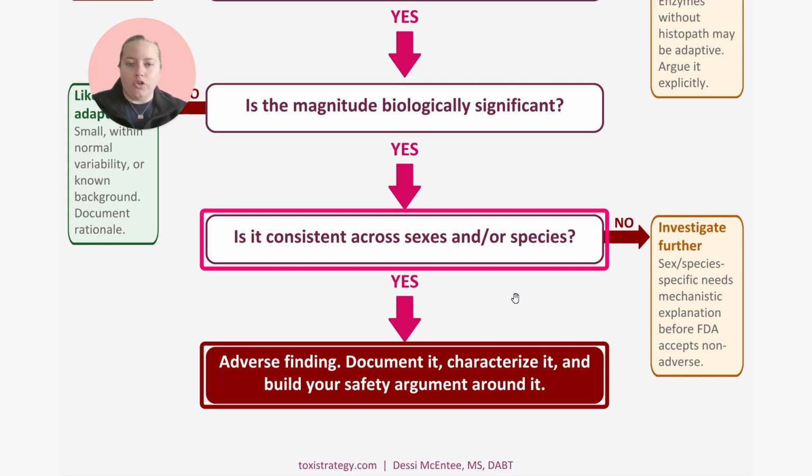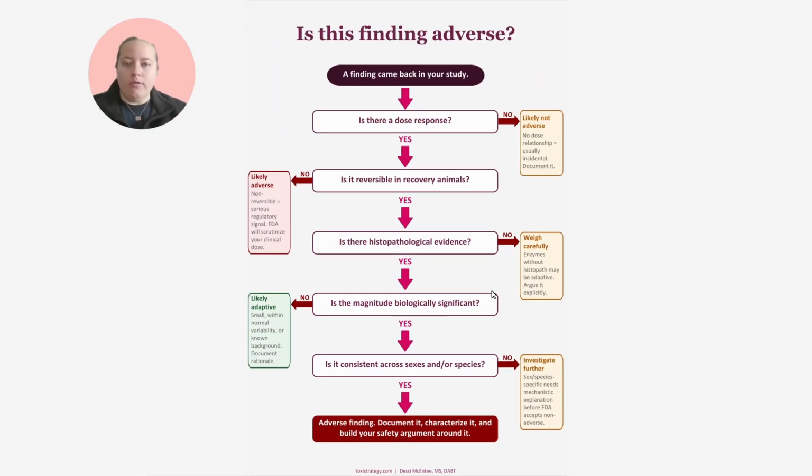And that's why it's so massive, is that its translational strength increases if you see it across males and females, and if you see it across rodents and non-rodents, then that is definitely an indicator that you're probably going to see it in the clinic, and you have to be able to mitigate that, whether that's mitigating it through dosing and exposure, or mitigating it through clinical monitoring. But you can see that, yes, it is consistent across sexes and species, then it's an adverse finding. You want to document it, characterize it, and build your safety argument around it.